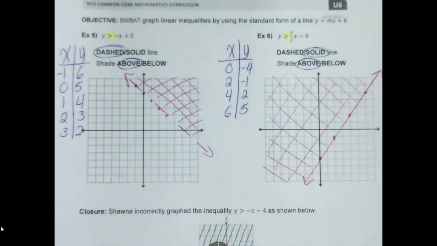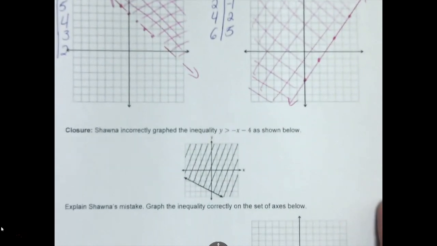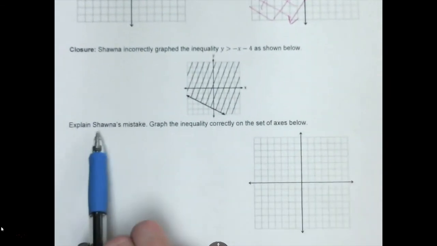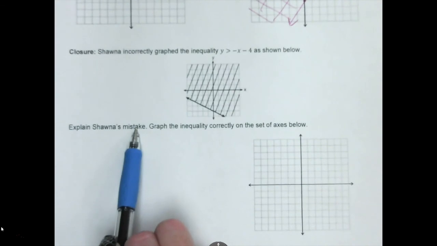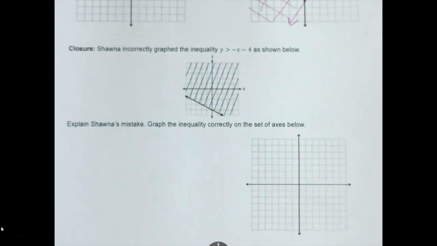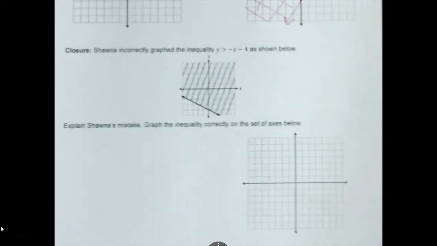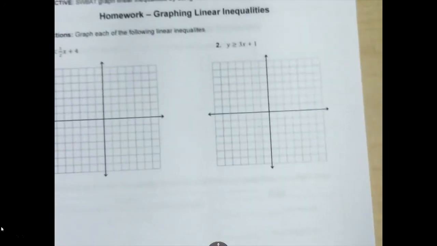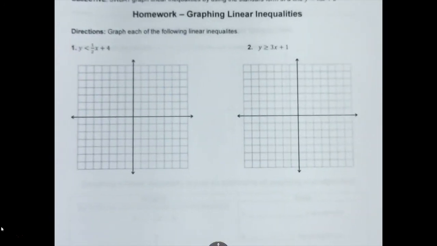All right, make sure that you guys get that closure done on your own here at the bottom. All right, it's telling you that Shauna is making a mistake, so make sure you carefully check to see what that mistake is going to be. And then last but not least, just make sure that you get that homework on the last page done. It was numbers 1 and 2.